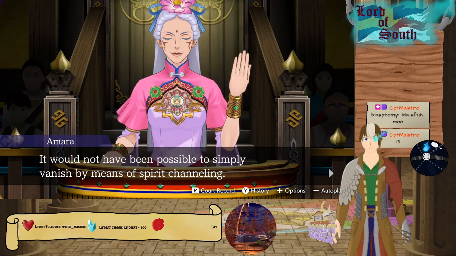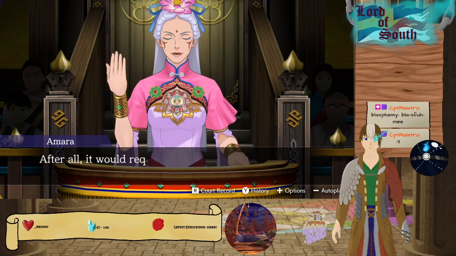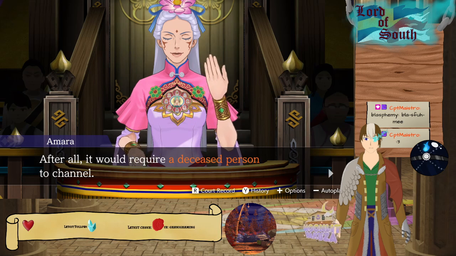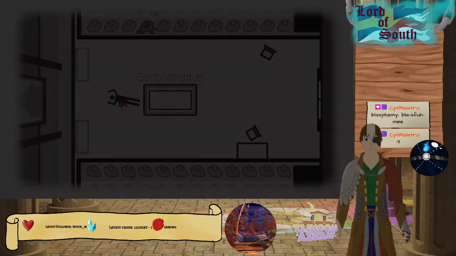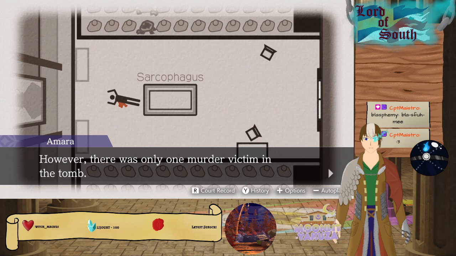It would not have been possible to simply vanish by means of spirit channeling. After all, I would require a deceased person to channel. However, there was only one murder victim in the tomb.